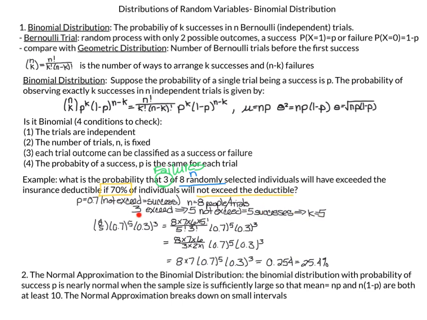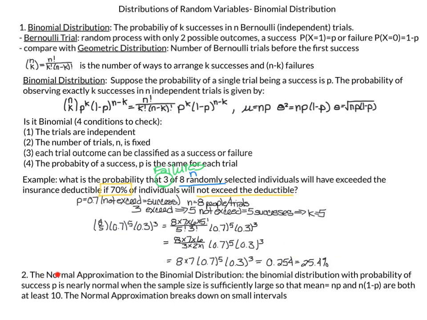So be careful with this. Don't set k equals 3. You have to make sure you know what is a success and what these 3 people represent. So now we can plug in. We have n choose k, so 8 choose 5, times probability of success raised to the 5, and probability of failure raised to the number of failures. And you can calculate that out as 25.4%.